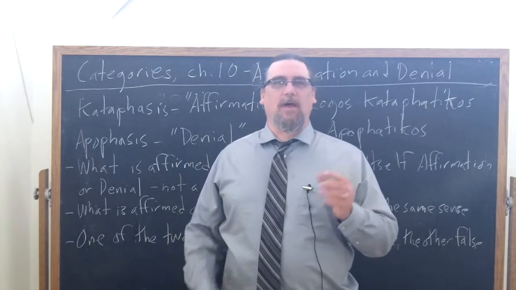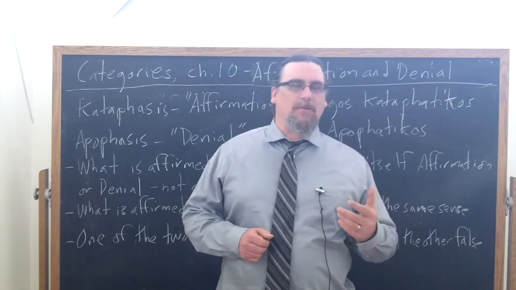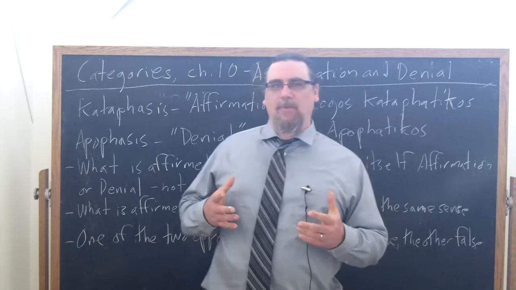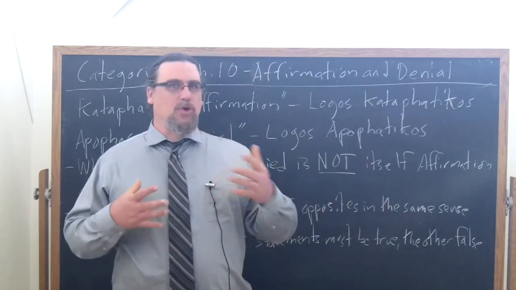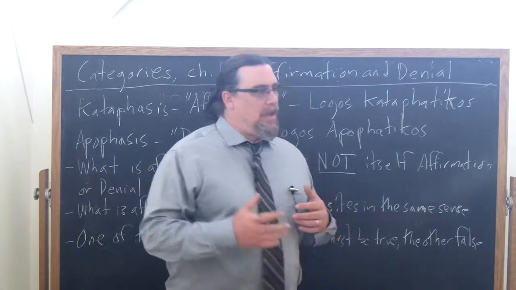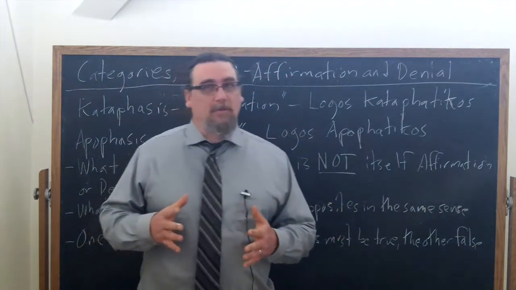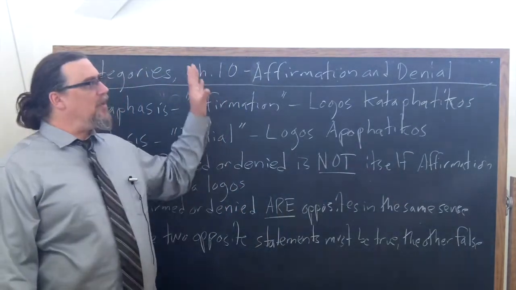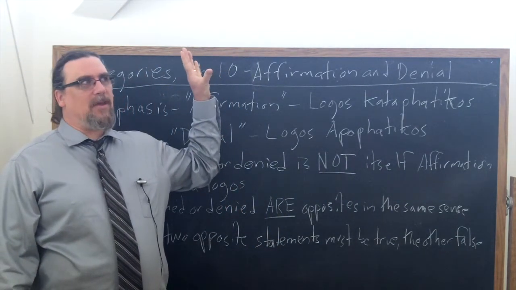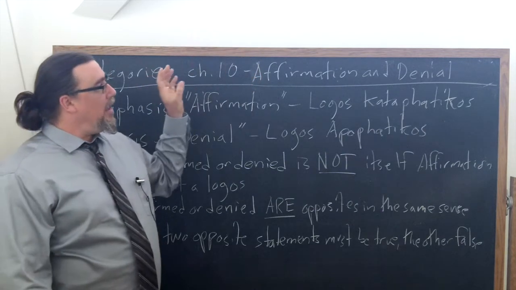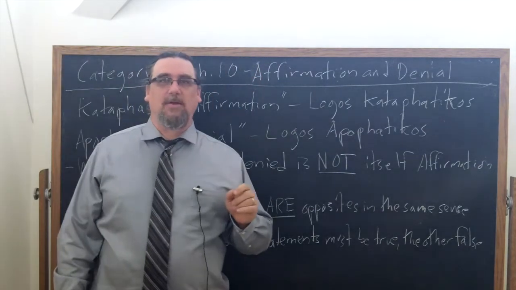In Chapter 10 of the Categories, Aristotle distinguished between four main kinds of opposition, ways in which terms or things can be opposed to each other. And the fourth type that he talks about is really quite interesting. It's unlike the other types in that it is, you might say, purely a matter of language or thought, and it is affirmation and denial.